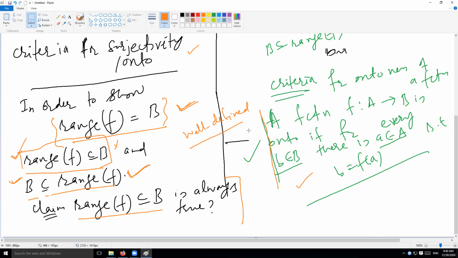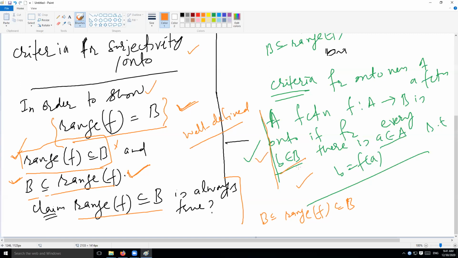It is because if you have proved this statement, then what you have actually shown is that B is a subset of range of f. That's what this statement is saying. But range is always a subset of B, the codomain. So therefore you have this equality.